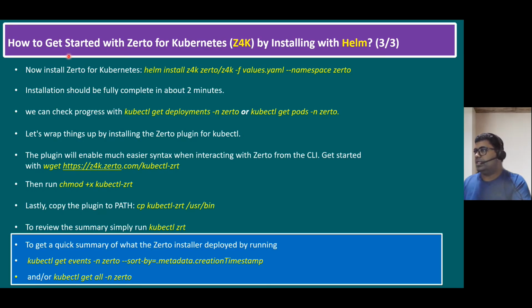So we successfully completed installing Zerto for Kubernetes with Helm. Okay, that's it for today.